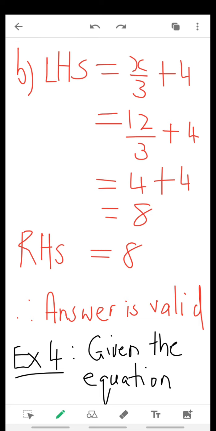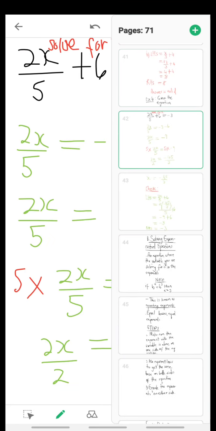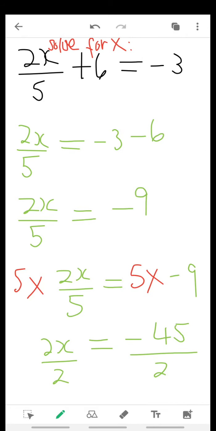Let us now go to example number 4. Given the equation, okay, which equation is that? This is the one, 2x over 5 plus 6 equals negative 3. We are supposed to find the value of x. Solve for x, okay? So the first thing that I'll do, I'll transpose plus 6 to the other side. It will be minus 6. So we'll be left with 2x over 5 equals minus 3 minus 6, okay? There, which will be a minus 9.